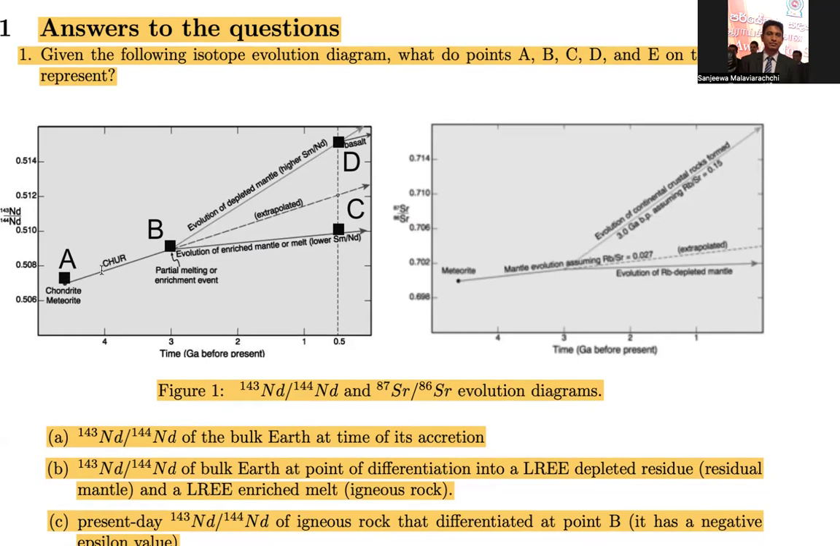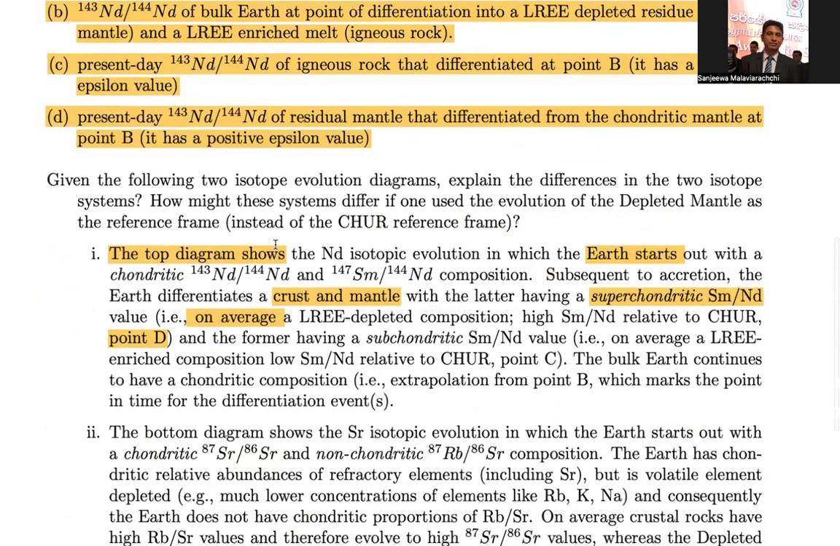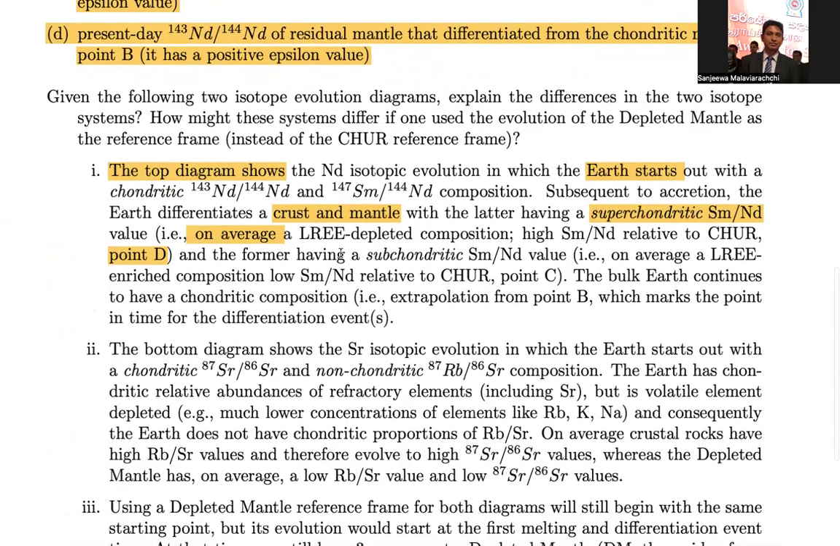So you can measure some tan theta in this chondrite line here, and you measure the tan theta of this line. It is much higher. So that is why we call it superchondritic samarium neodymium ratio. And for the crust, it is relatively low, right? Compared to the chondrite, it is low, right? So this is superchondritic, and the former having a subchondritic samarium neodymium.